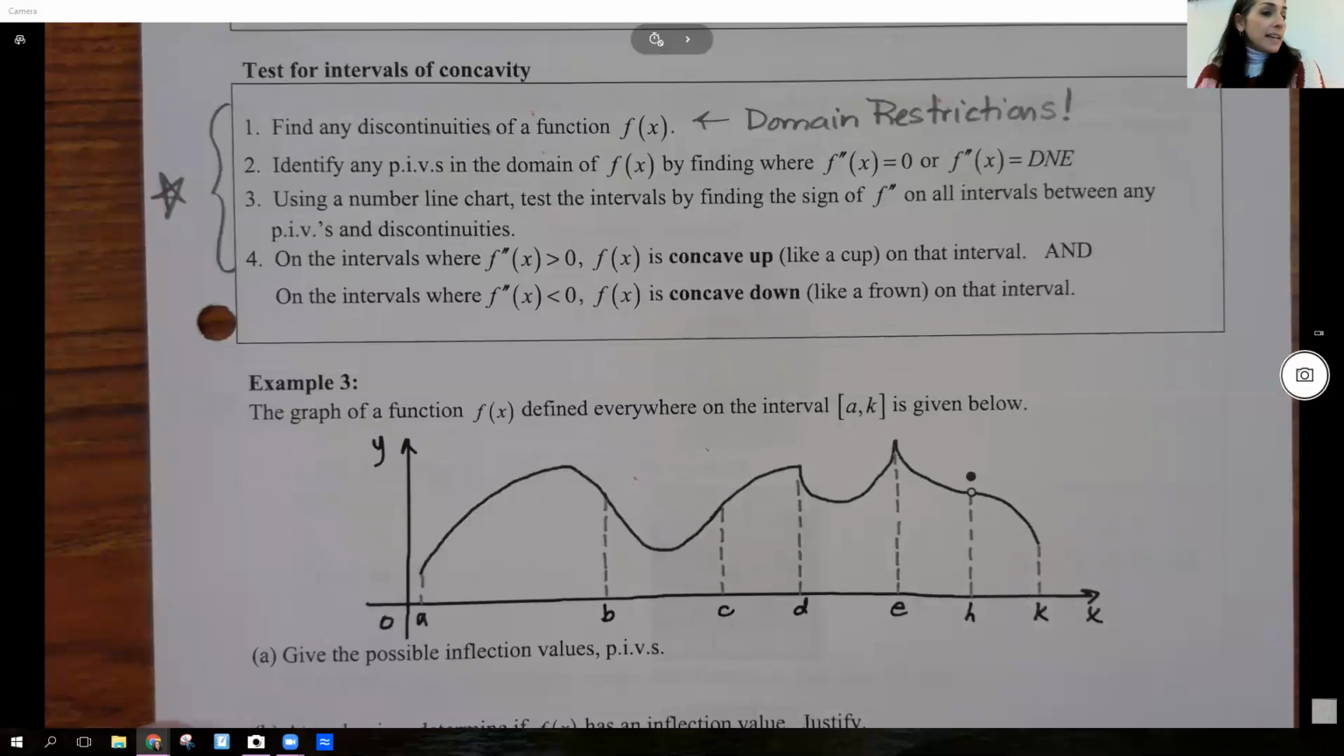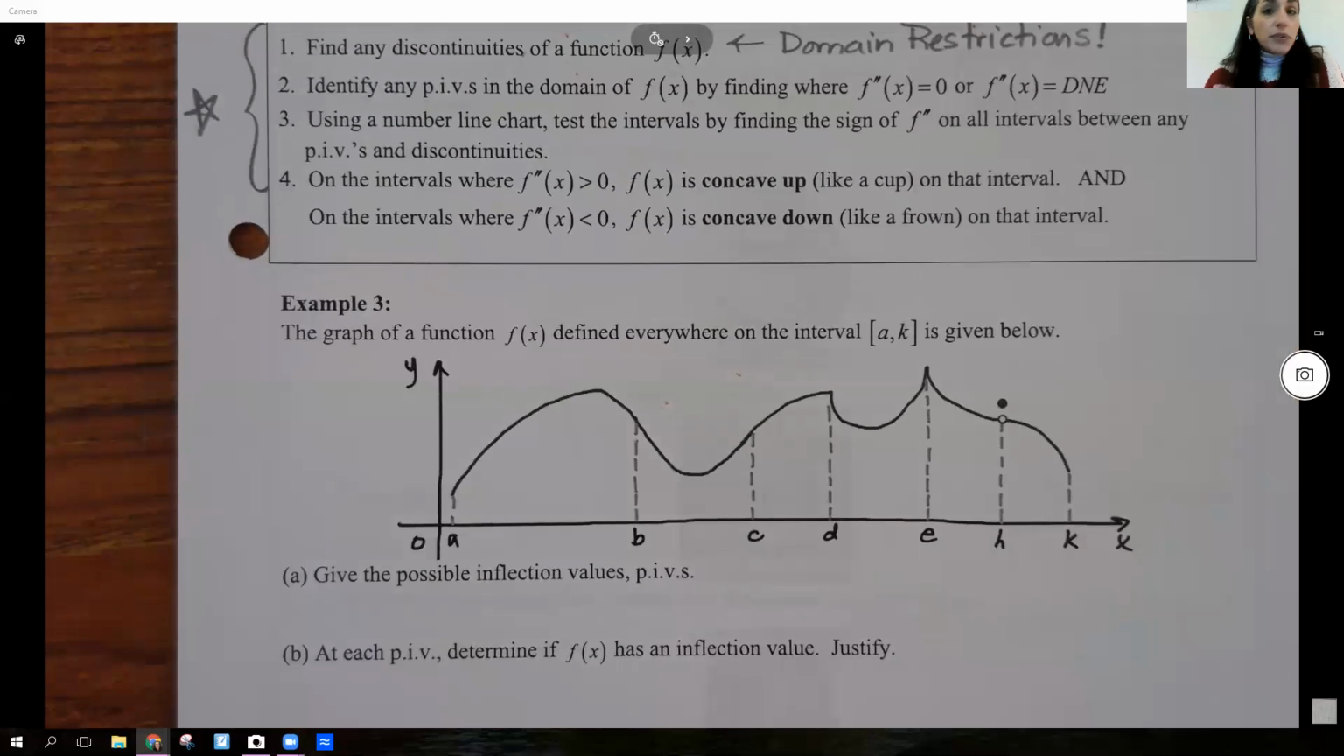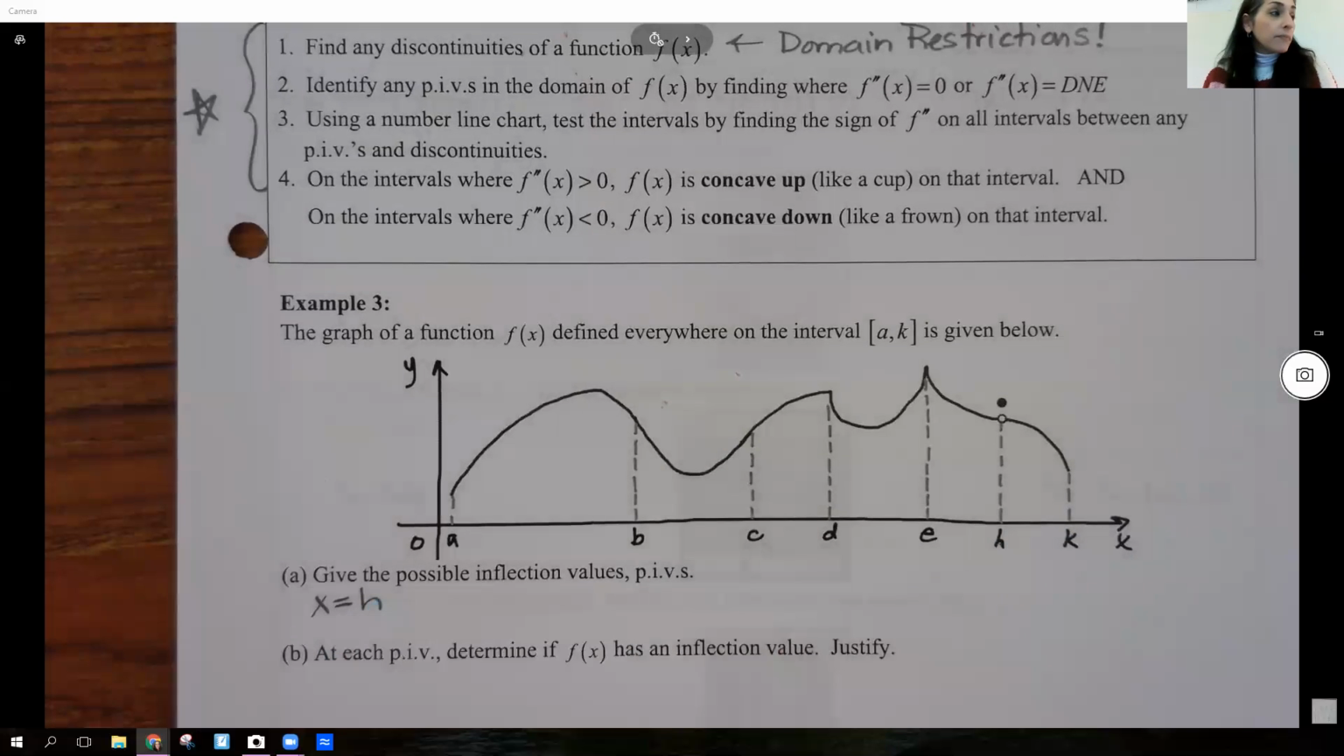Alrighty, so let's take a look. So you've got this crazy looking graph. Remember the steps that you were just given up above? So the first thing you want to do is find any discontinuities of the graph. I see one discontinuity of the graph, and that's going to be at x equals h. You have a discontinuity that is called a removable discontinuity. So there's one. That was step number 1. I don't have any other discontinuities.